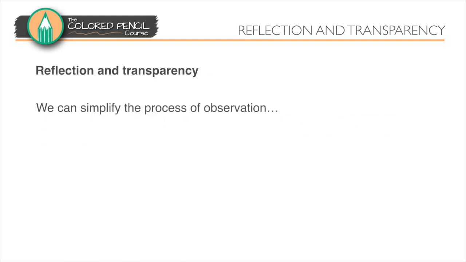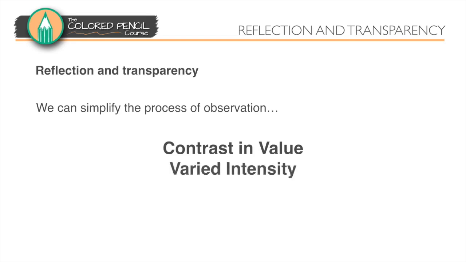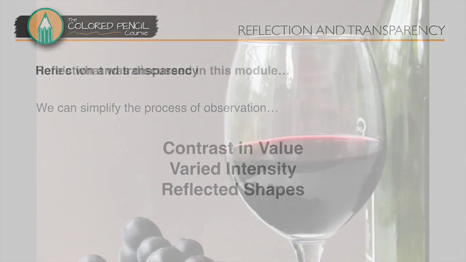We can simplify the process of observation into three basic categories. One, we're going to be looking for contrast in value. We're also going to try to create varied intensities to create transparency, and we'll look for reflected shapes. We're going to be looking at all three of these things concurrently.